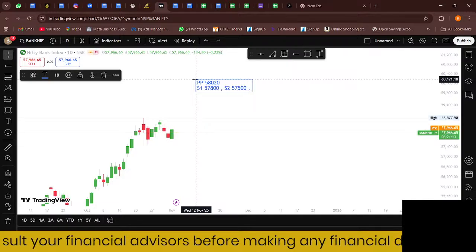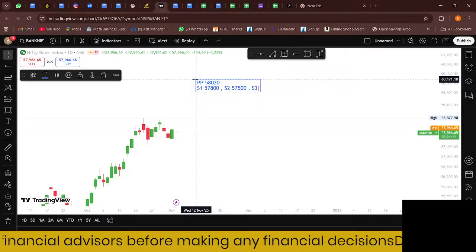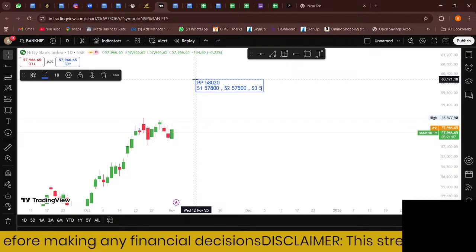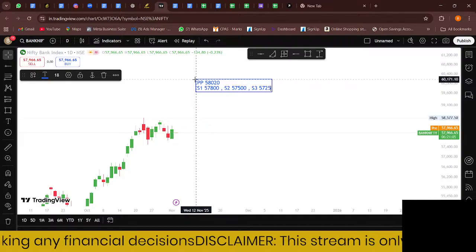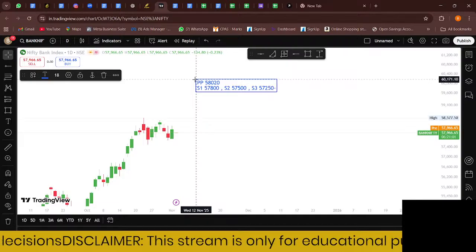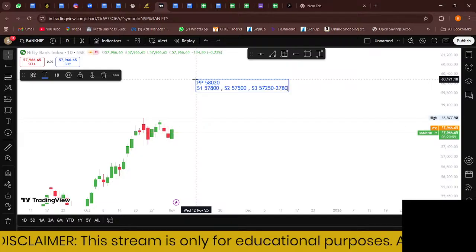57,500, and support 3 will be at 57,250 to 270, we can say 270 or 280.